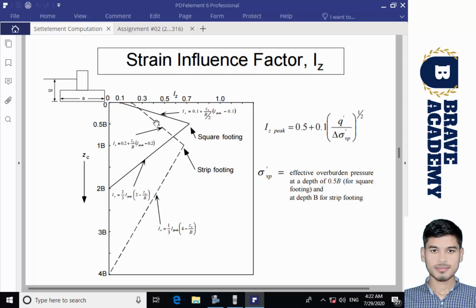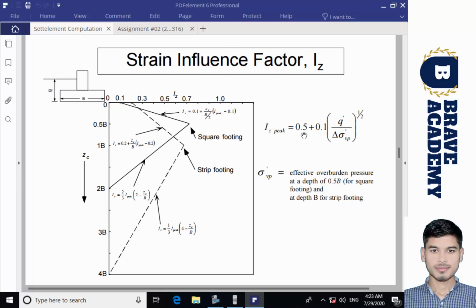And for the strip footing, that is the dotted line, your peak value will be at a depth of 1B from the base of the footing. If your breadth is 10, in case of square footing it will give you the maximum value of Iz at 5, and in case of strip footing it will give you the maximum value at 10. So the formula for Iz peak in both cases, for square footing or strip footing, will be the same.